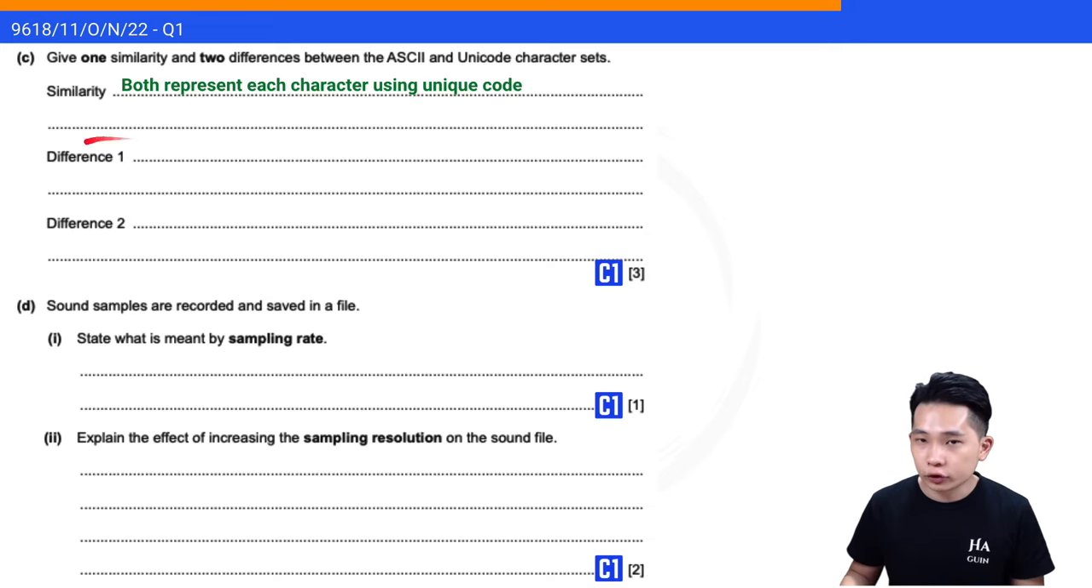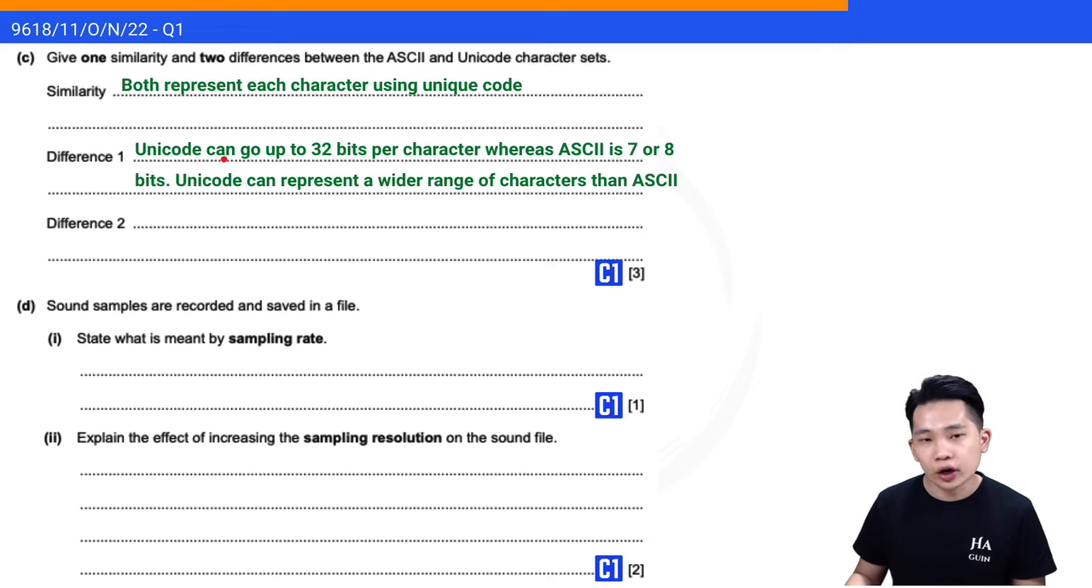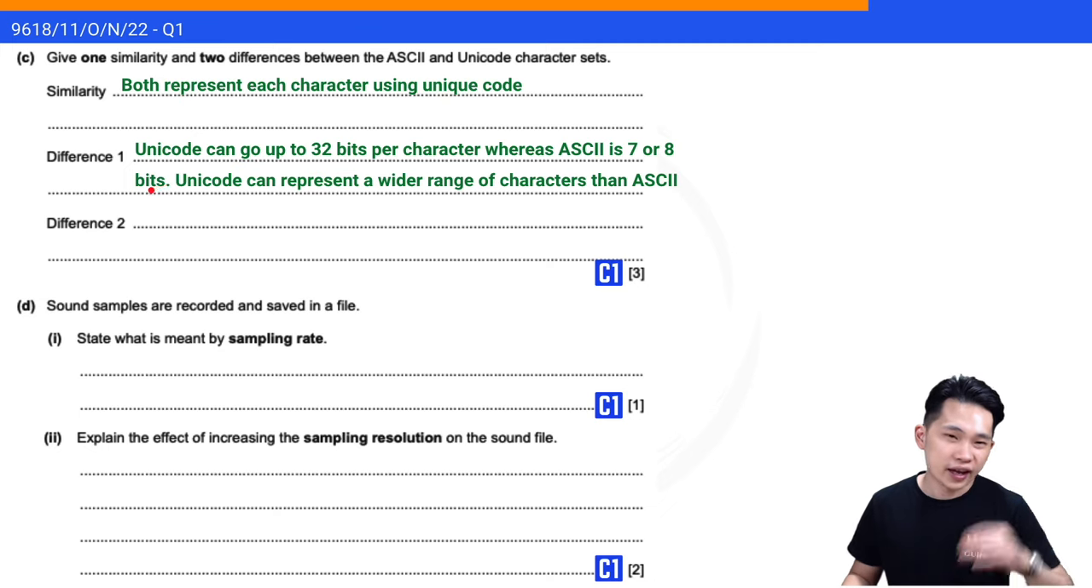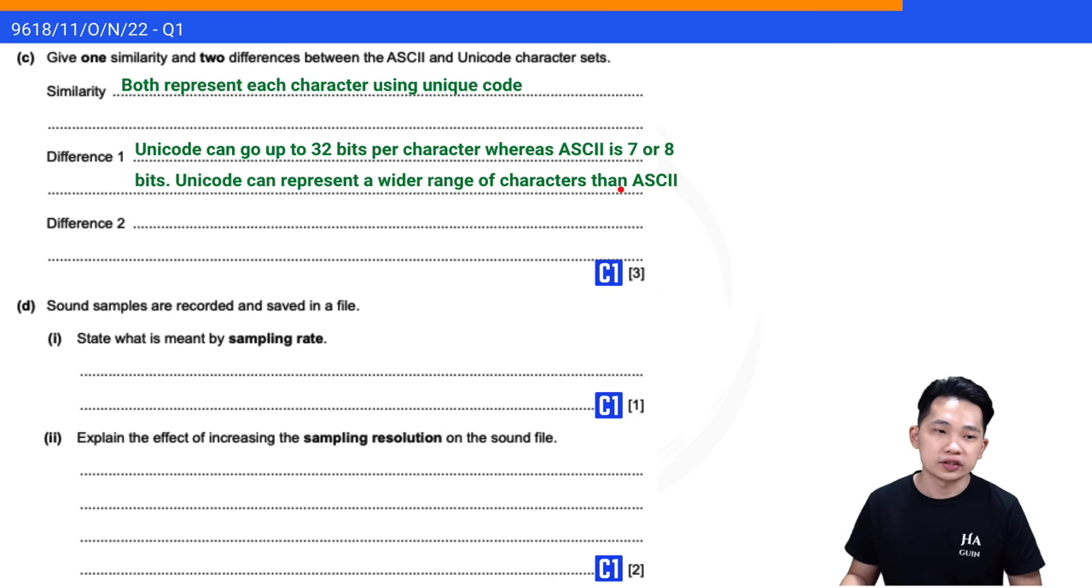And the first difference between them would be Unicode can go up to 32 bits per character, whereas ASCII is either 7 or 8 bits. So if it's an extended ASCII, it will be 8 bits. But if a normal ASCII, it will be just 7 bits. And then Unicode can represent a wider range of characters than ASCII. So this is the difference 1.